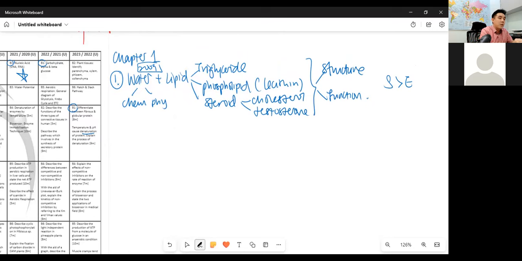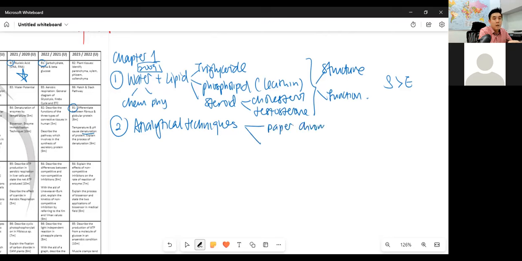First thing done. Now, second thing, depending on whether they want to, they can relate analytical techniques to other topics. Obviously, the two analytical techniques include paper chromatography. Guys, they can relate it to Bab 6, the pigments. And they can ask you about electrophoresis.